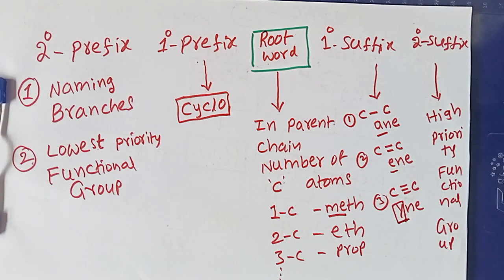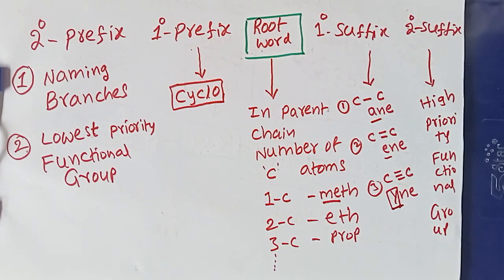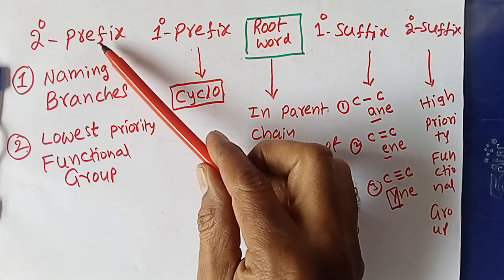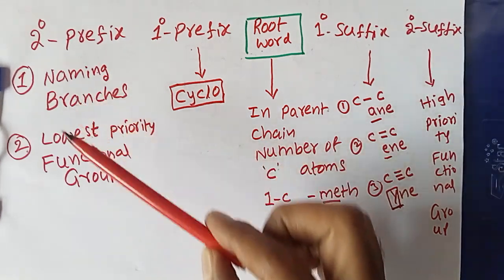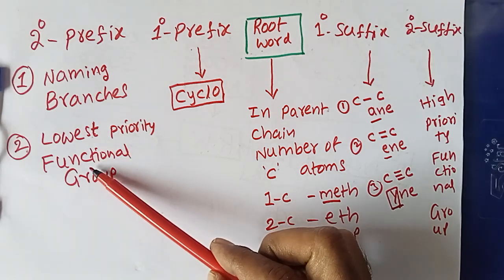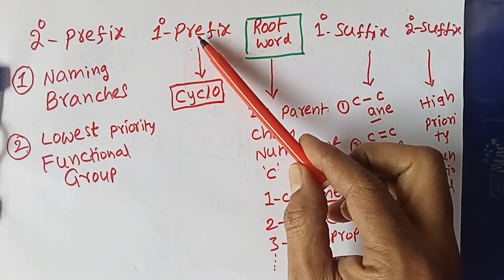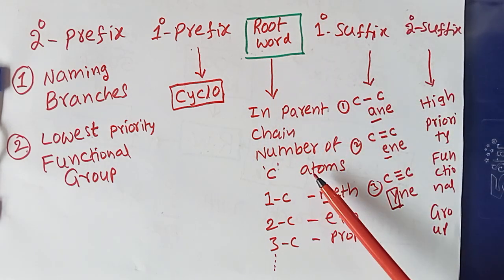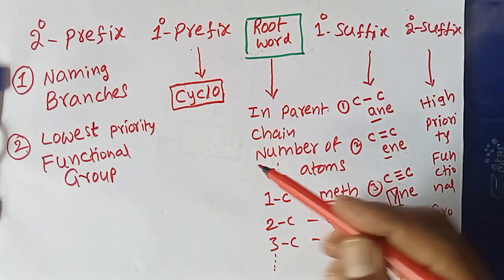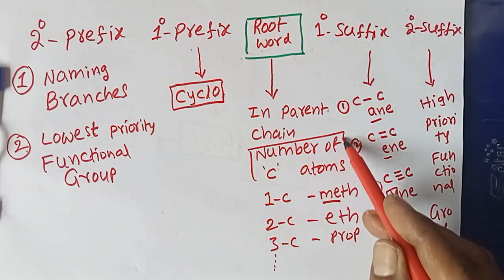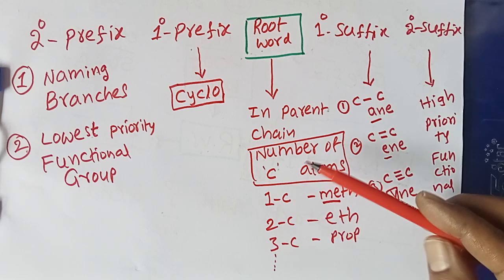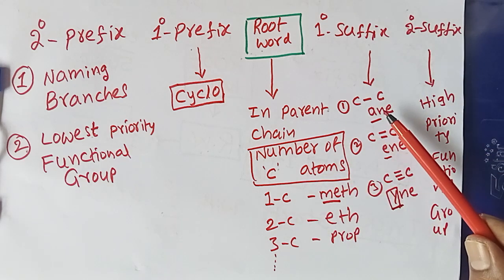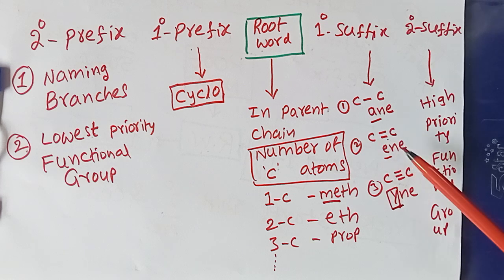So this is the total. The secondary prefix is naming branches and the lowest priority functional group. Next, the primary prefix is cyclo. Root word, the number of carbon atoms in the parent chain. Next, the primary suffix is only 3. Single bond ane, double bond ene, triple bond yne. Secondary suffix, high priority functional group only.